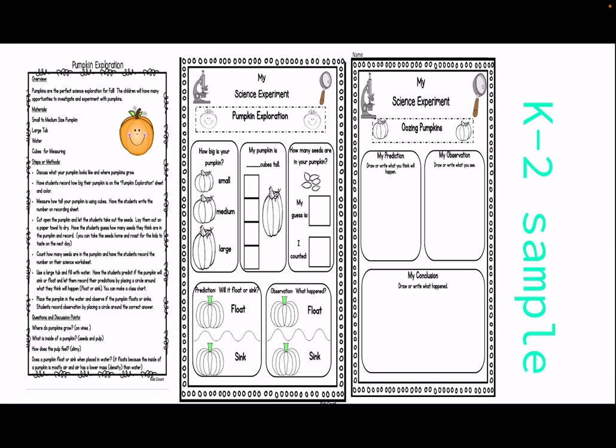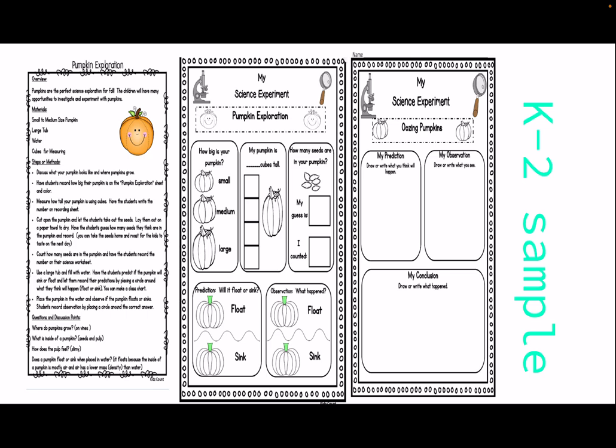What do you think? As a kindergarten student, I could say, oh, my pumpkin's above the water, I think it'll float. If it's below, I think it sinks. So they understand that float means it goes above the water, sink means go below. And then you'll see what actually happened.